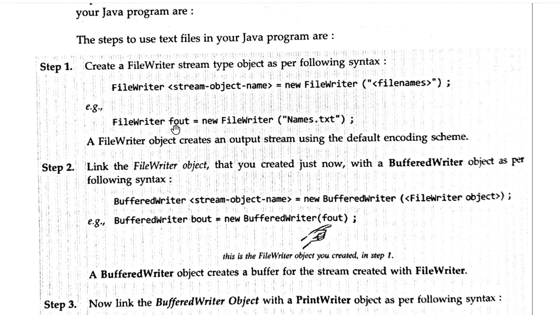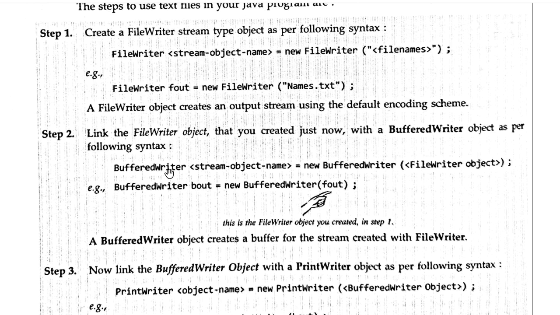See here, FileWriter fout, any name you can give as object, then equal to new FileWriter, in double quotes the text file name. The file writer object creates an output stream using the default encoding scheme. So here this fout is an object which has been created for an output stream. Then we have to create buffer writer object.